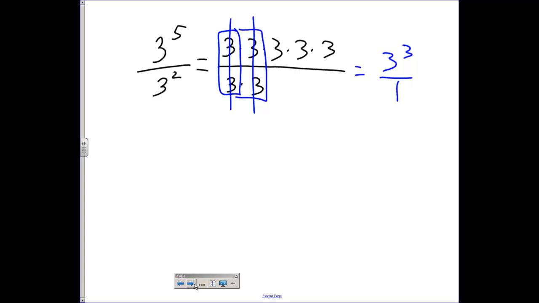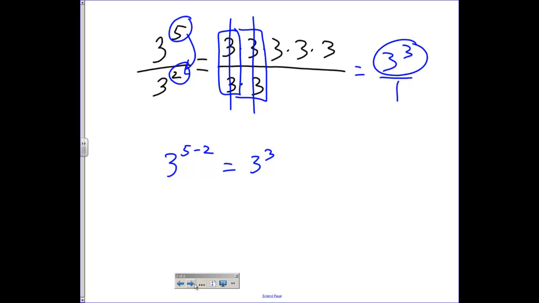So the shortcut to this would be to take your 3 to the 5th power and minus the 2 power on the bottom. So you always take the numerator and subtract the denominator. So 3 to the 5th minus 2 is going to give you 3 to the 3rd power. So we had more 3's on top than we did on the bottom, so we ended up with more 3's on top and no 3's on the bottom.